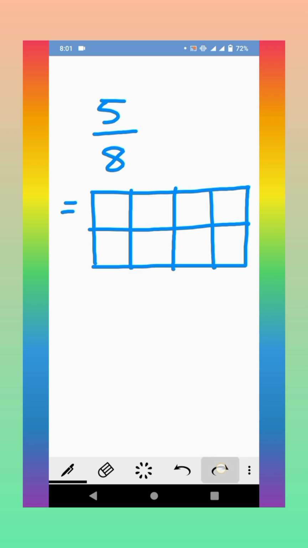Okay, so what about 5 over 8? It means share something into, of course, 8 places and take 5 portions. Take 5 portions out of the 8 portions. You can see that's what it means. Alright, so the next idea is how to now solve some problems.